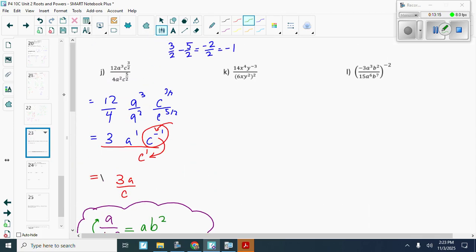So let's try this one. Before you separate it out, if there is a power of a power, you've got to do that first. So we have 14, we have x to the 4, we have y to the -3. On the bottom, we first have to do this, where we put that squared through all 3 of those terms.